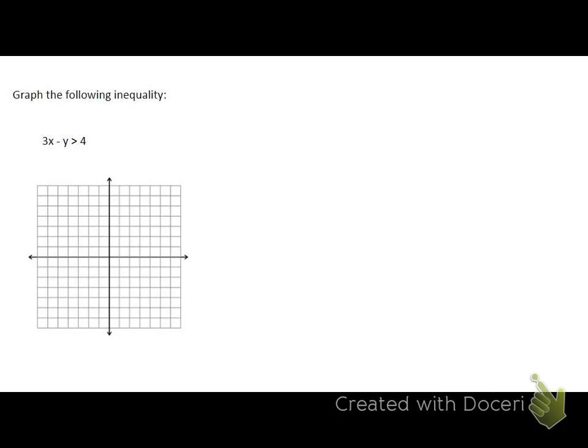Okay, graph the following inequality. What am I going to have to do in order to graph this? Get it in y equals mx plus b, slope-intercept form. So I have 3x minus y is greater than 4. Now, like multiple choice, you circle the answer. But if you have a bunch of work and I'm looking for a particular answer, then you need to box it.